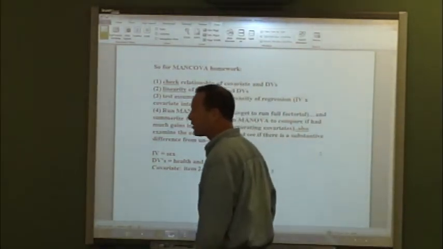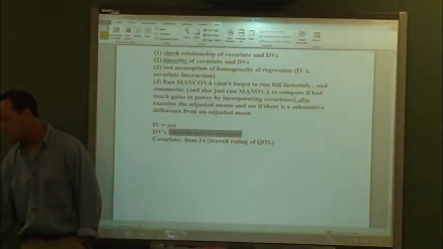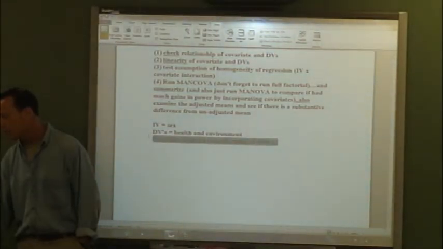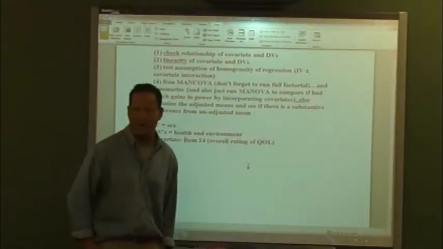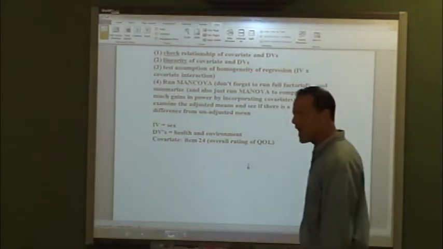So for this, everybody, your IV will be sex, your DV will be health and environment, which is 2 DVs, and your covariate will be item number 24, overall rating of quality of life. So that is your homework, due next week, to do the ANCOVA. Just 2 groups, no Tukey, no post hoc, just 2 groups. Male and female, keep it nice and easy, no interactions.